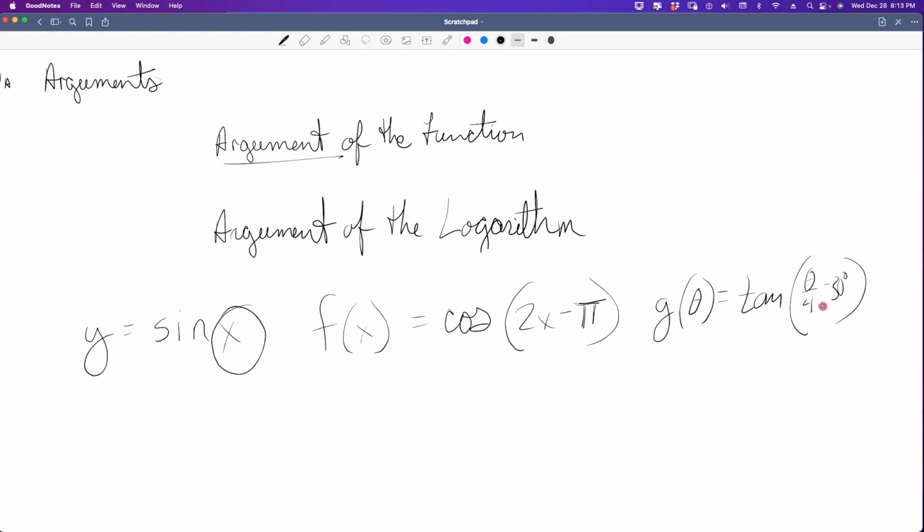All right, so it is the variable. So an argument is very similar to a variable, except that it can be reflected in an expression and not a single term. The whole expression itself can be the variable, in which case we call it an argument.